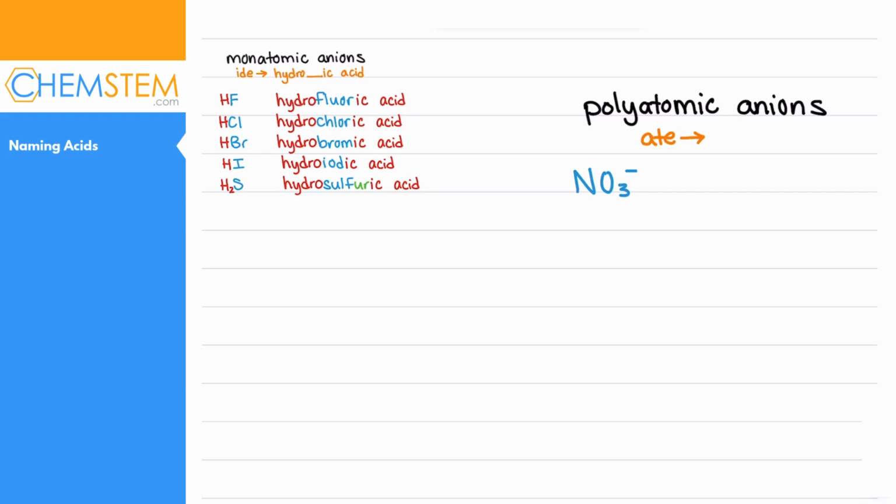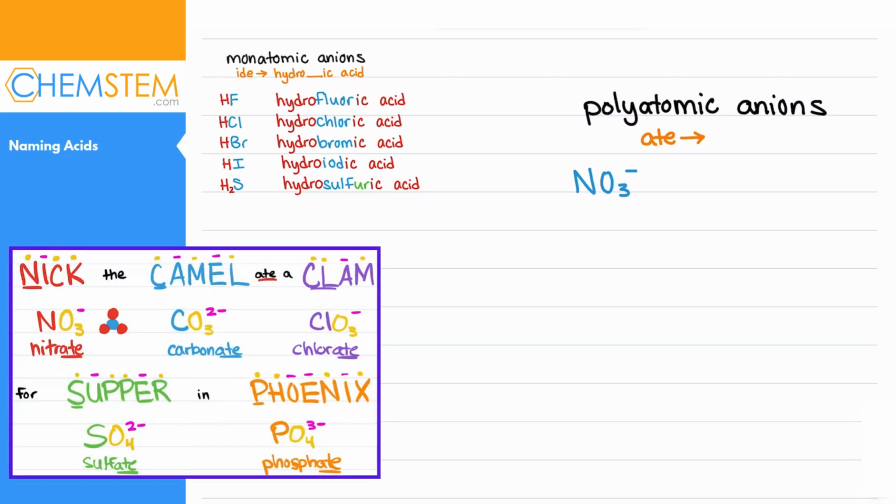There's a bunch of ways you can remember it. I have a video with "Nick the Camel ate clam for supper in Phoenix," which is a way to remember the 5 key polyatomic ions that I'm going to start off with. So we have nitrate, which is the word Nick. So the way that it works in brief is you look at the word Nick. This is a part of a mnemonic device. You look at the word Nick and you plop down an N.